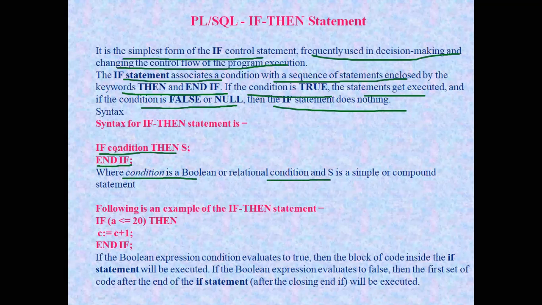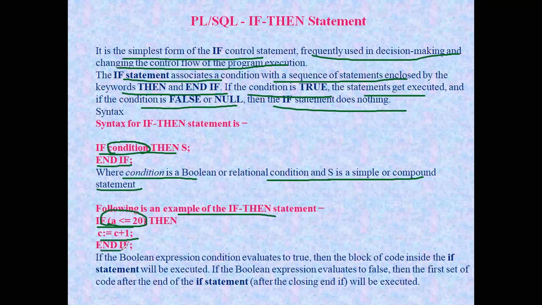Ye jo condition keyword hai, yahan par aap kuch particular condition dete hain. And S is a simple or compound statement. S aapka statement hoga, right. So following is an example of if-then statement. If A less than 20, then the statement is C equal to C plus 1. If A ki value aapki 20 se less than hogi, to us case mein C equal to C plus 1 hoga. And if this condition is false, then it will do nothing.